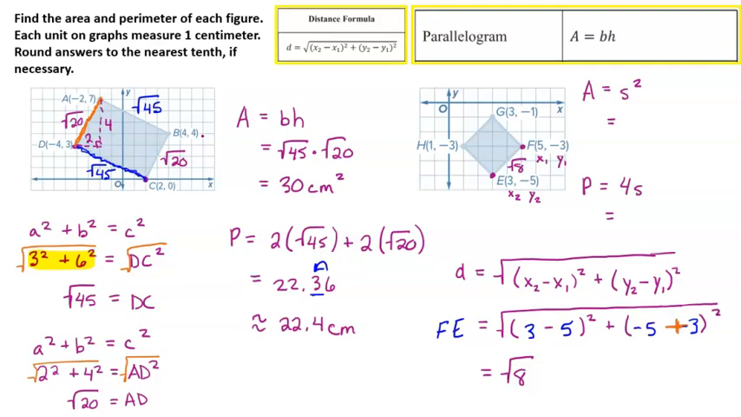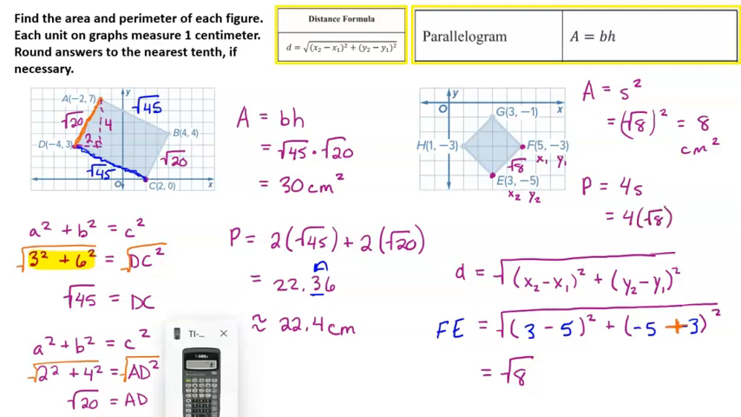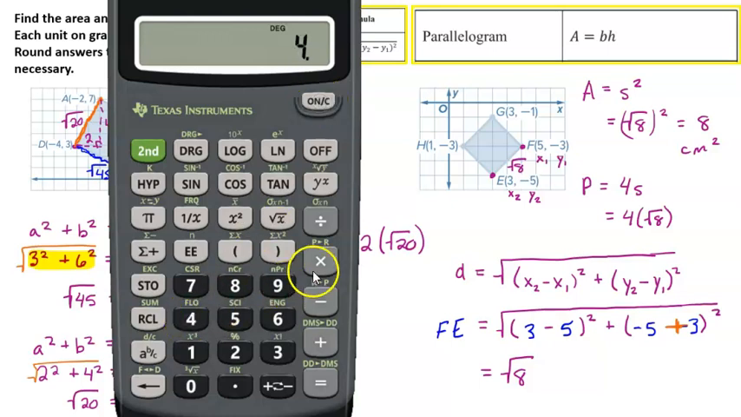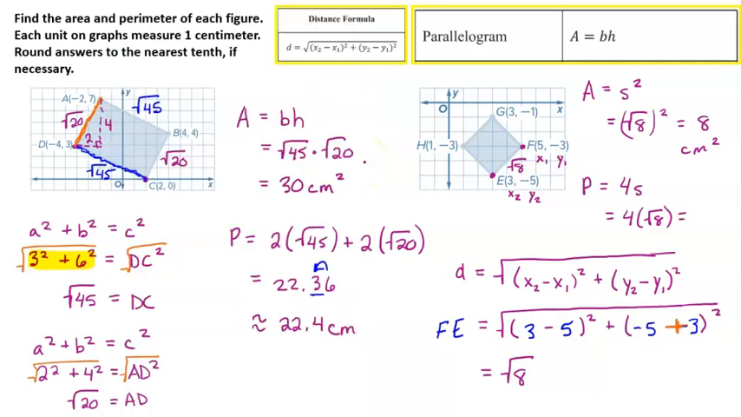So that means for the area, it's going to be the square root of 8 squared, which is just going to be 8, and then centimeters squared. For our perimeter, it's just going to be 4 times the square root of 8. So let's go ahead and put that in our calculator. So 4 times 8 square root equals, and we get 11.31. 1 is not going to change the 3, so that's just going to be 11.3 centimeters for our perimeter.